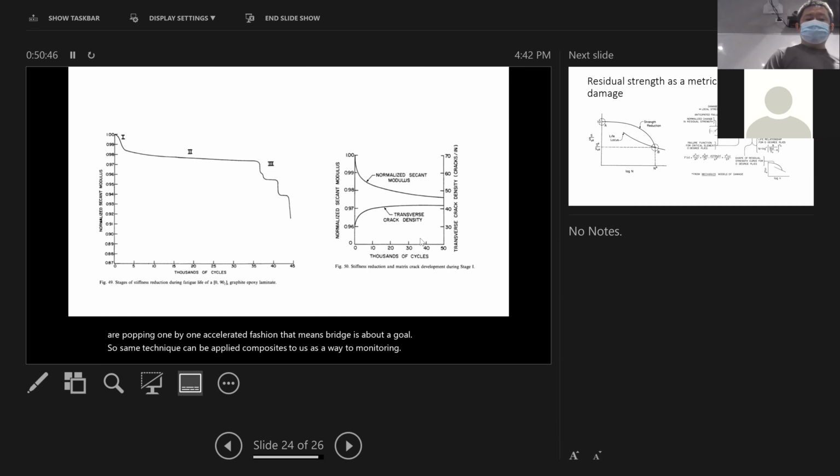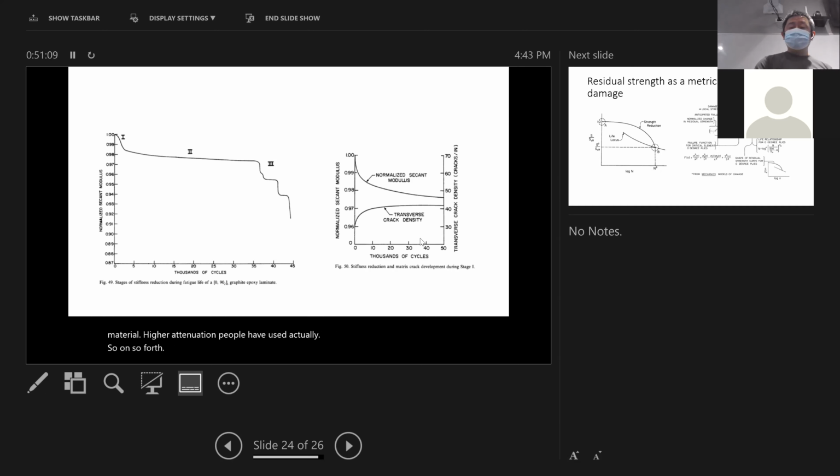The other way, there are many ways to monitor. People have used a wave method, like sending a wave through cracked samples to measure the attenuation. The cracked material has higher attenuation. People have used X-ray, and so on and so forth.